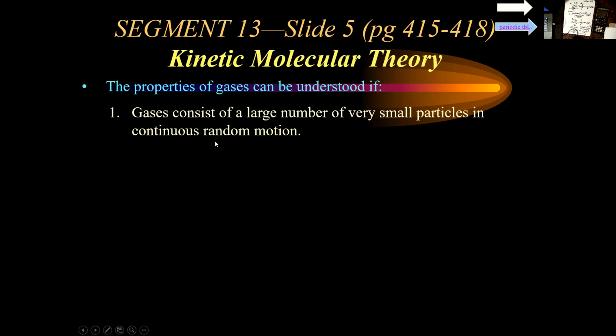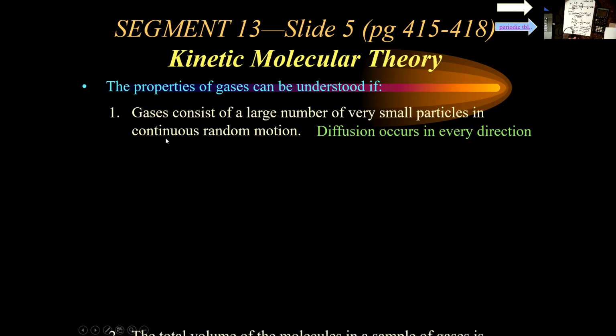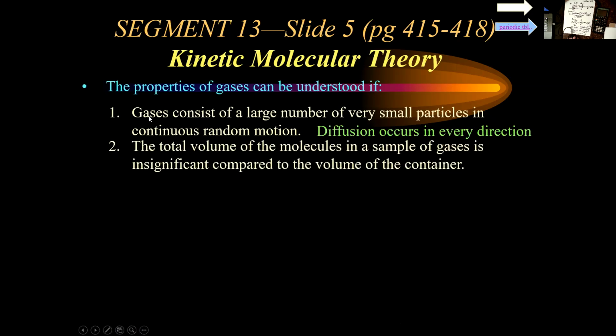The more random the motion, the higher the temperature. Or conversely, the higher the temperature, the more random the motion of the molecules. So since diffusion occurs in every direction, we believe this is evidence that gases are made of large numbers of very small molecules or particles, moving in random directions.